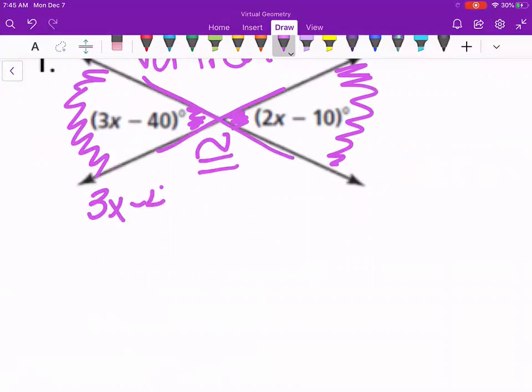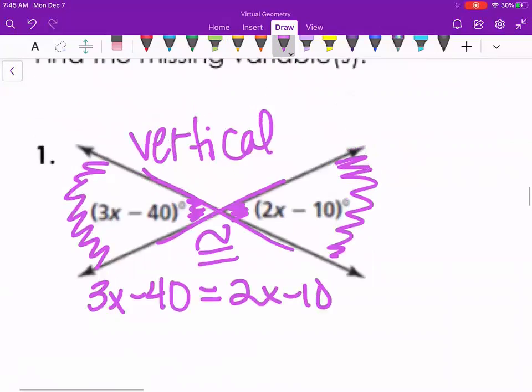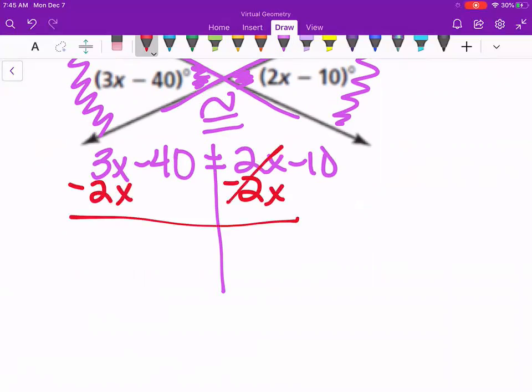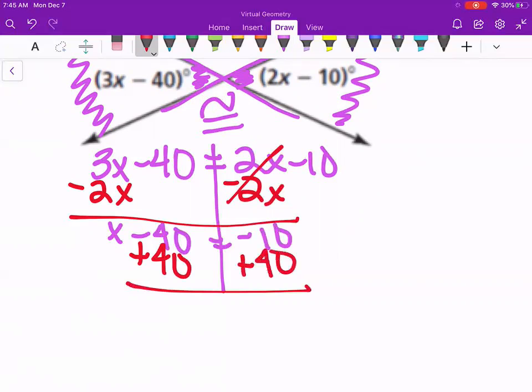So 3x minus 40 equals 2x minus 10. And we are just solving this for x. So let's solve this out. Minus that 2x to both sides. So x minus 40 is equal to negative 10. Let's add that 40 back. And x is equal to 30.